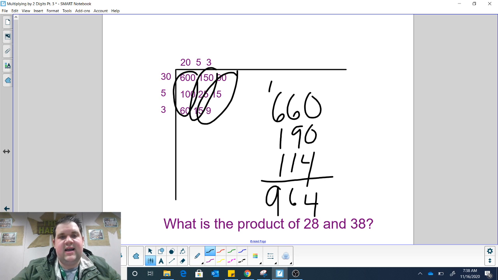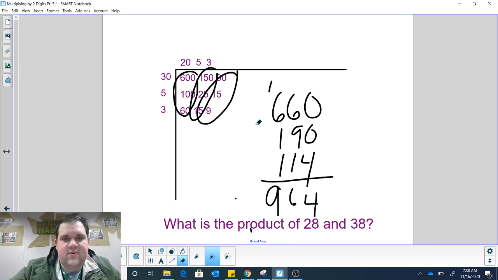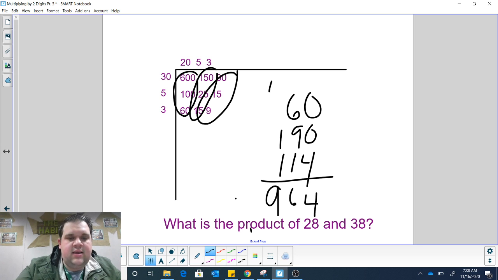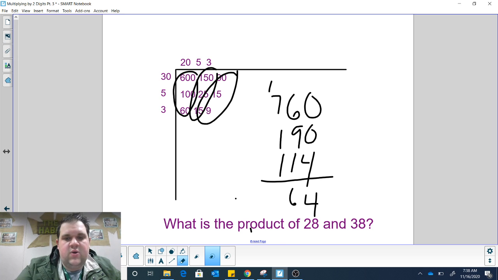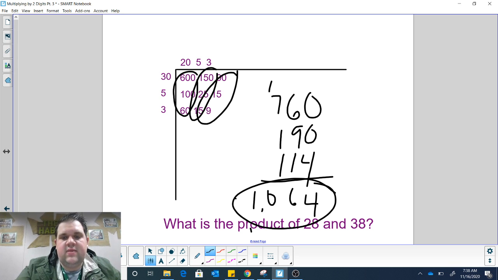And I just realized that 600 plus 100 plus 60 is 760. So I'm going to make that change for us here, because I definitely made a mistake, and that is okay to do as mathematicians, but I'm going to go back and fix it. So this is actually 760. So when I add these together, 700 plus 100 is 800, 900, 1,000. I should have 1,064. So my answer is 1,064. If you got that, awesome job.